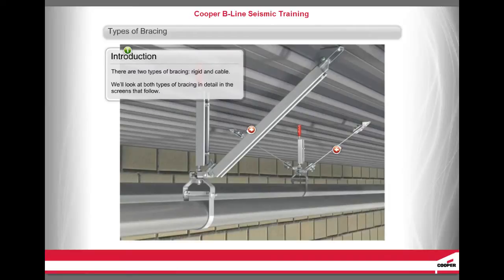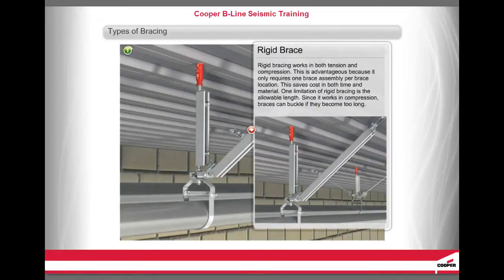There are 2 types of bracing, rigid and cable. We'll look at both types of bracing in detail in the screens that follow. Rigid bracing works in both tension and compression. This is advantageous because it only requires 1 brace assembly per brace location. This saves cost in both time and material. One limitation of rigid bracing is the allowable length. Since it works in compression, braces can buckle if they become too long.